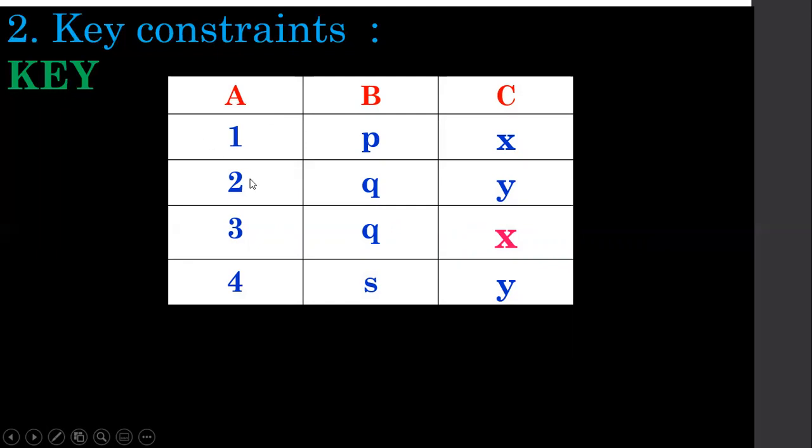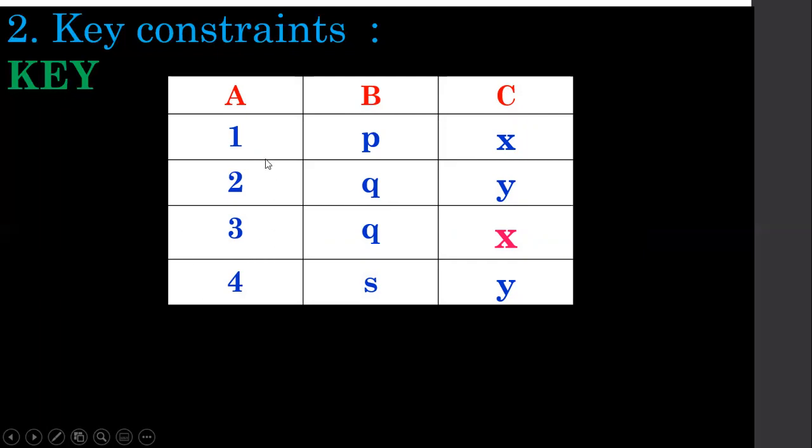If the value of A is 2, then also I can get B and C. If the value of A is 3, then also I can get, if the value of A equals 4, then also I can get the value of B and C, because each value of A is unique. So shall I use the value of B? No. Shall I use the value of C to get other values? No.